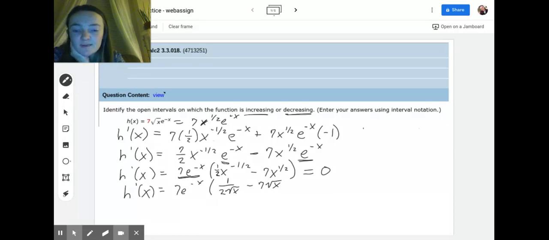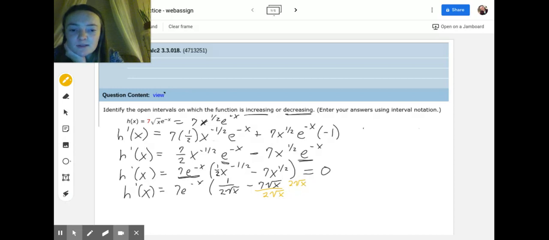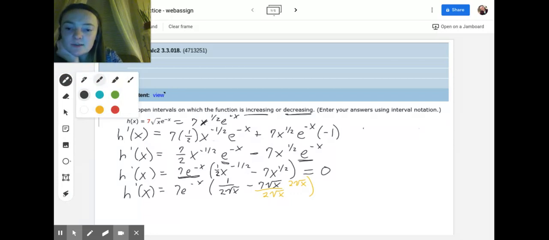So if I want to combine these, I have to get a common denominator. So let's go ahead and work towards that. What I'm going to do is multiply by, let's do a different color, multiply by square root 2 radical x for x and 2 radical x, like this, so I can get a common denominator. All right, so what I'm left with is going to be this.